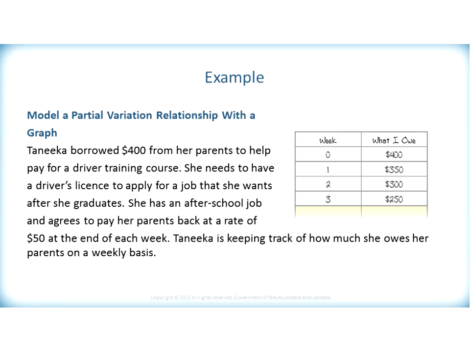Before she starts paying anything back, she owes the full $400 to her parents. After 1 week, she's paid them $50, so she still owes $350. After 2 weeks, she paid them another $50, so now she only owes $300. After 3 weeks, she paid them again another $50. So now she owes only $250.